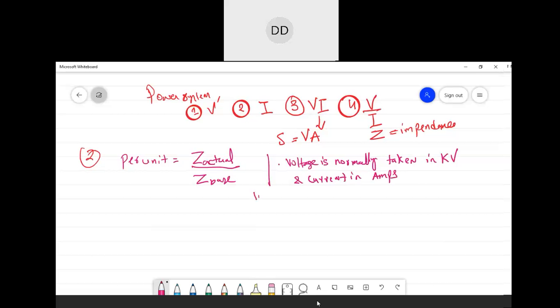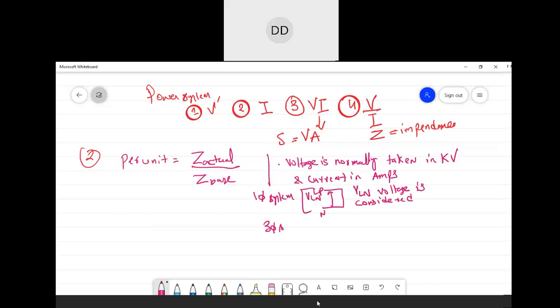If you are taking a single phase system, you can see phase to neutral. So the voltage would be between, if the phase is line, V line to neutral. So in a single phase system, V line to neutral voltage is considered, as in the case of a three-phase system.